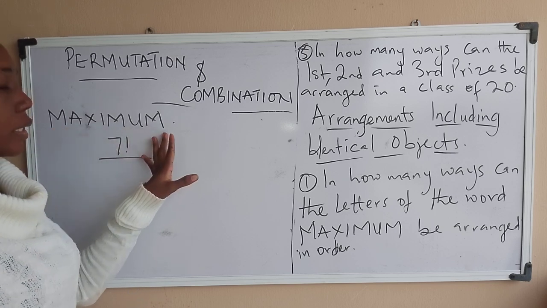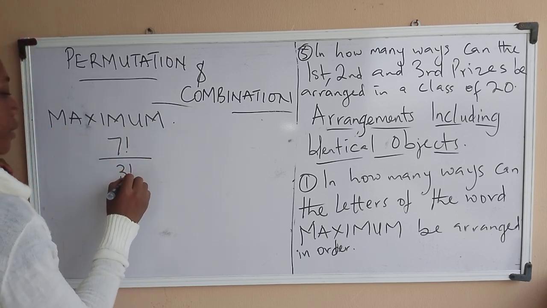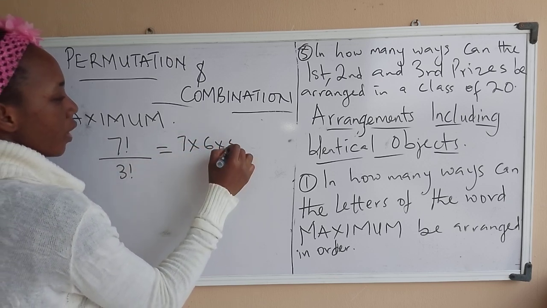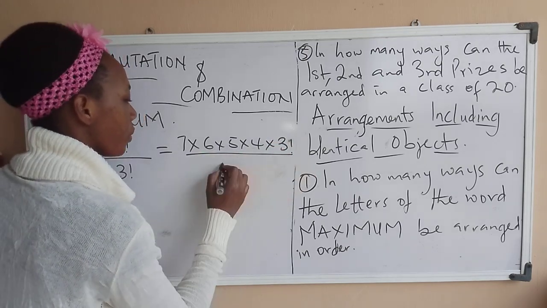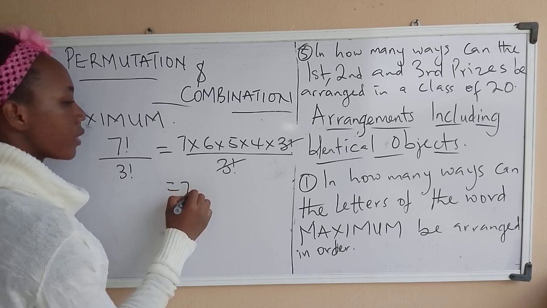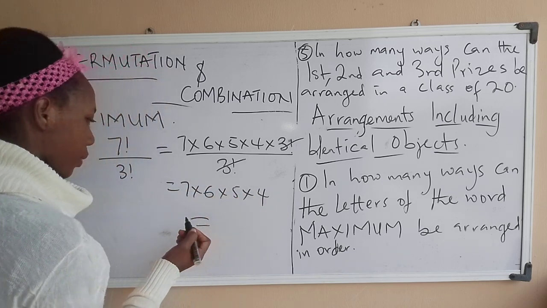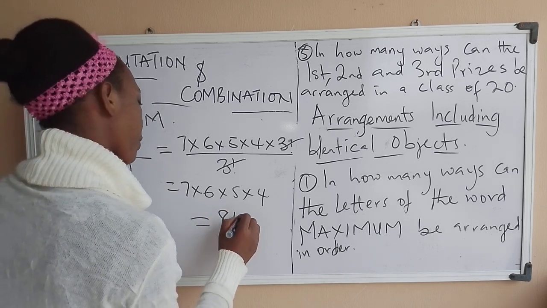And how many times does it appear? 3. So we have it over 3 factorial. So this will be 7 times 6 times 5 times 4 times 3 factorial, all over 3 factorial. Strike that out. Are you seeing that? So we have 7 times 6 times 5 times 4 to give us, when we punch our calculator, 840.